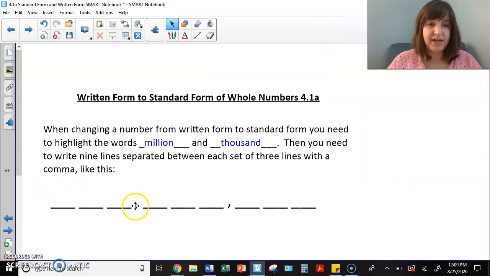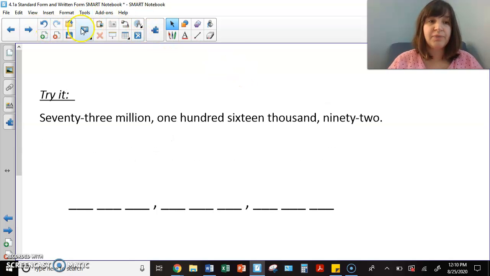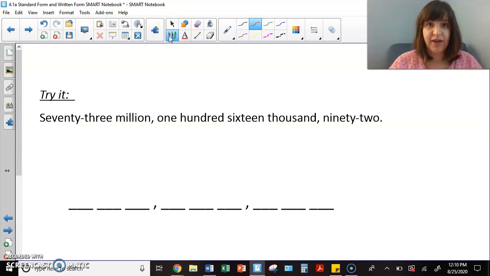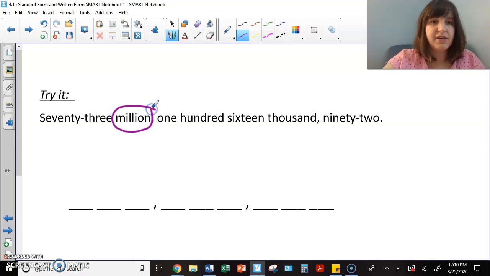So you're going to write 3 lines and then a comma, another 3 lines and then a comma, and then another 3 lines. Those are the placeholders for each of your digits. You may not use all of these, but you should write them all down. It will help you stay organized and make sure you put your digits in the right place. Okay, so we are going to highlight. I am just going to circle on mine.